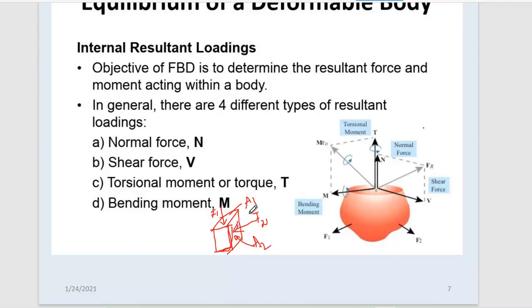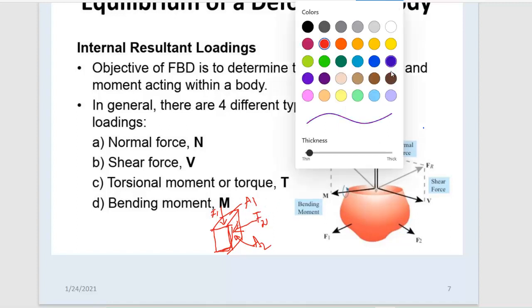So just listen to me carefully. For A1 cross section, F1 is axial force. Is that okay? For A2 cross section, F2 is axial force. Is it clear now? F1 is axial force for A1, F2 is also axial force for A2. Both are axial force.